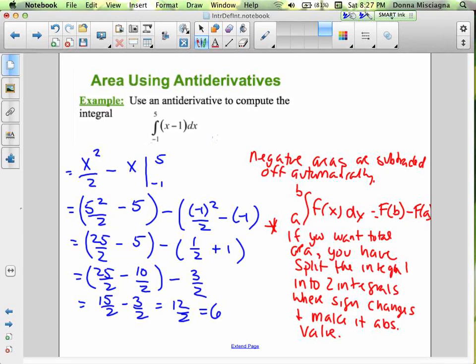Right? So if you want just the net amount, the negative areas are subtracted off automatically when you're evaluating. You don't have to worry about splitting up the integral. If you want total area, you have to split the integral into two integrals where the sign changes and make it absolute value, all right? So just remember that, and you can add that to your notes. It's not going to occur in this lesson, but in a later lesson we'll be worrying about splitting it. Right now, just going to calculate it.